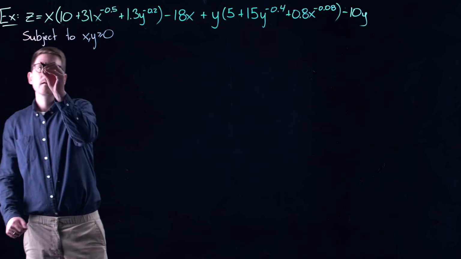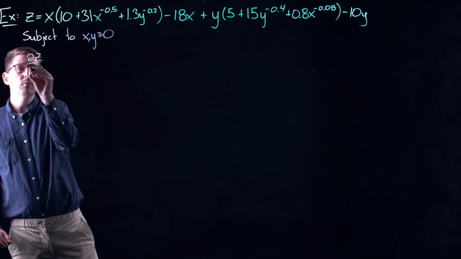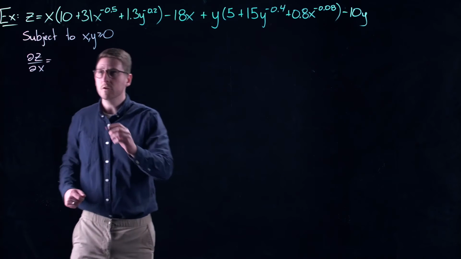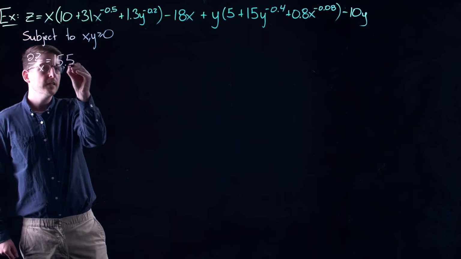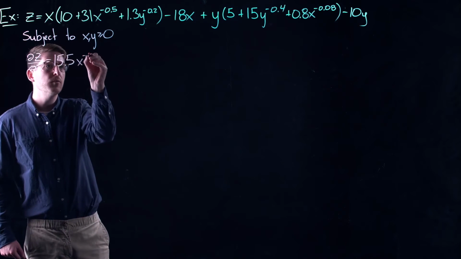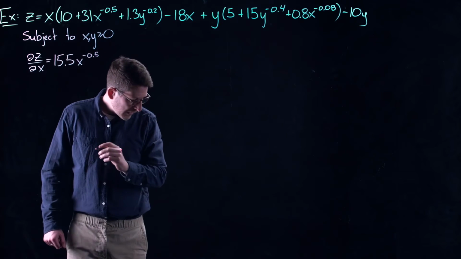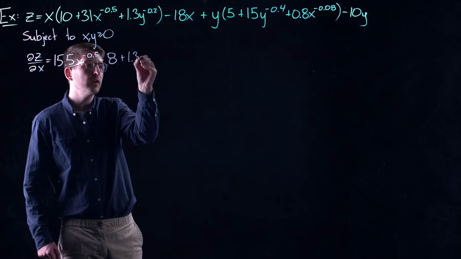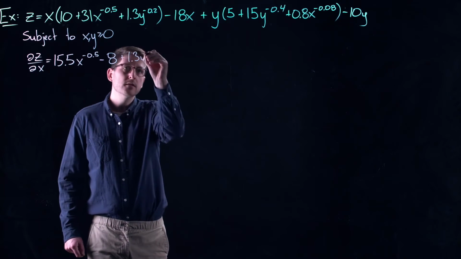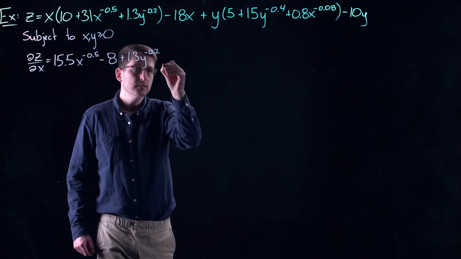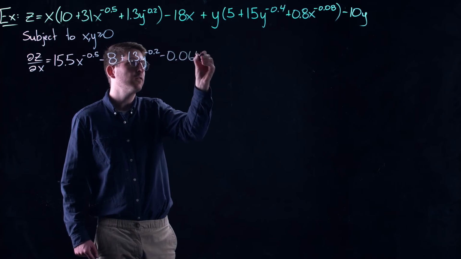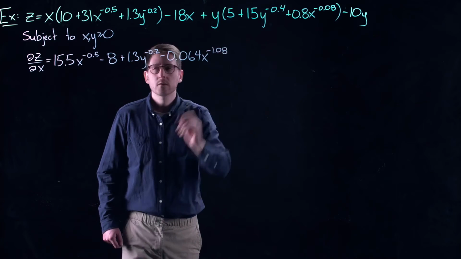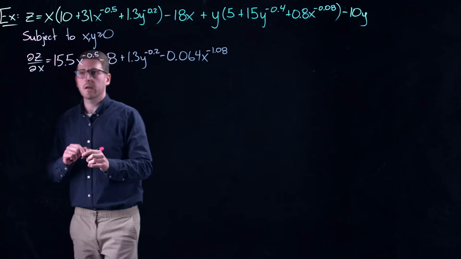So in this case, I have the partial of the profit function z with respect to x. These things are not going to be particularly fun to compute, but you can do it. I believe in you. This is 15.5x to the minus 0.5 minus 8, and then plus 1.3y to the minus 0.2, and then minus 0.064x to the power of minus 1.08. Not the prettiest function I've ever looked at, but that's okay.